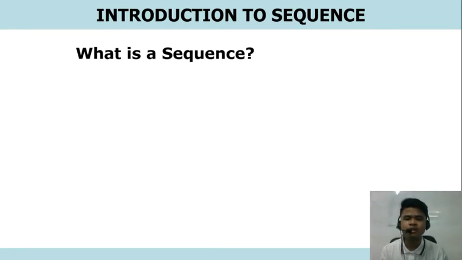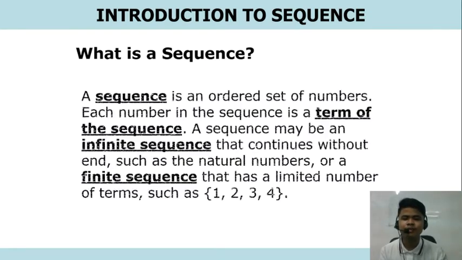Okay, what is a sequence? When we say sequence, it is an ordered set of numbers. Each number in the sequence is a term of the sequence. A sequence may be an infinite sequence that continues without end, such as the natural numbers, or a finite sequence that has a limited number of terms, such as a set of numbers including 1, 2, 3, and 4.